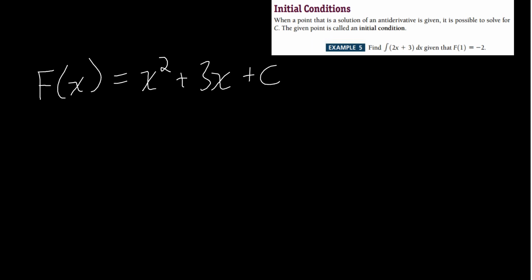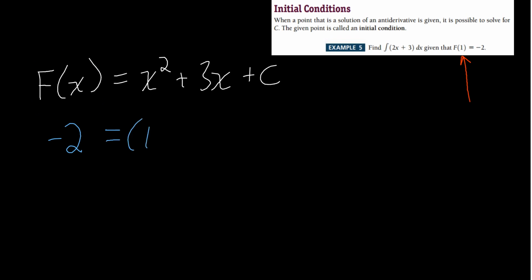Now, our initial condition is that f of 1 is equal to negative 2. Okay, so what that means is whenever I plug in a 1 for x, the entire problem is equal to negative 2. So the way I'm going to write that is I'm going to say, okay, so the entire problem, and that's what f of x is, on the left side here, we're going to put a negative 2 right there, and then we're going to put a 1 in for x everywhere.